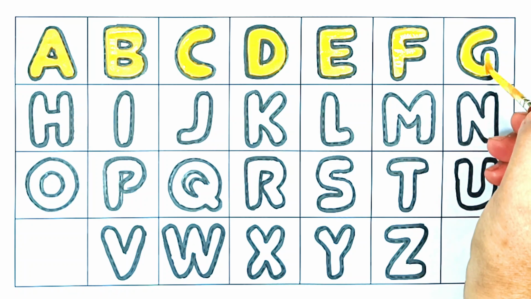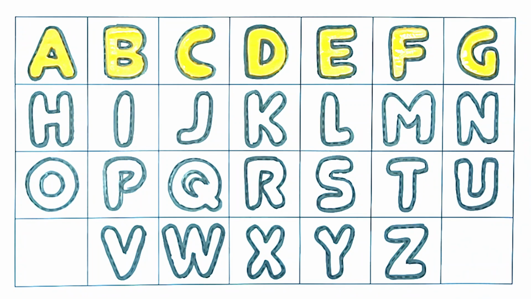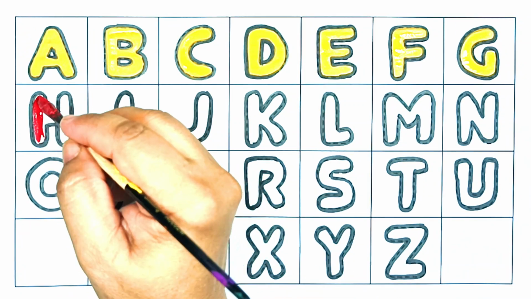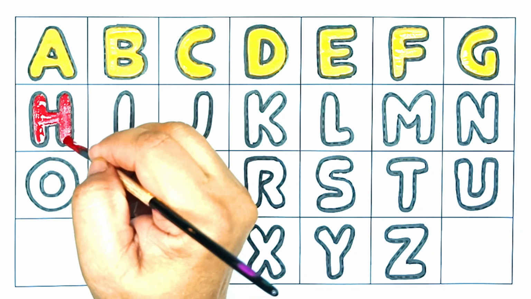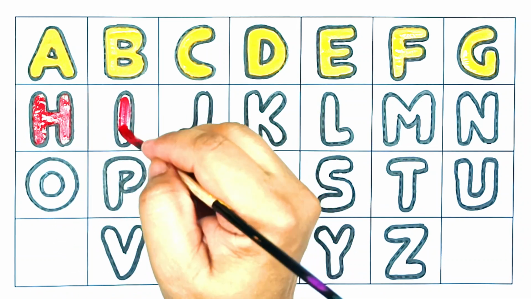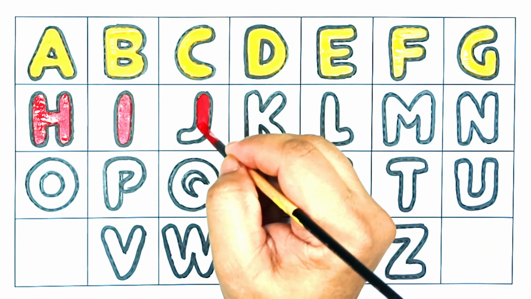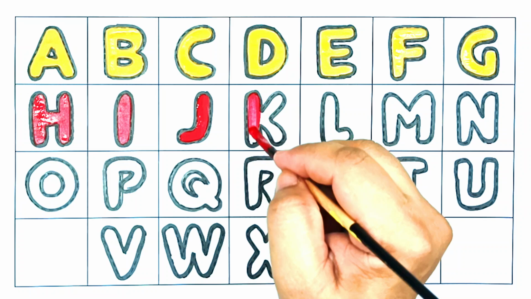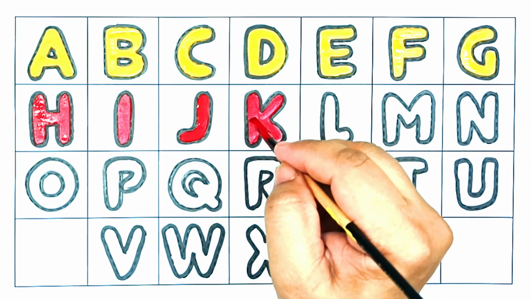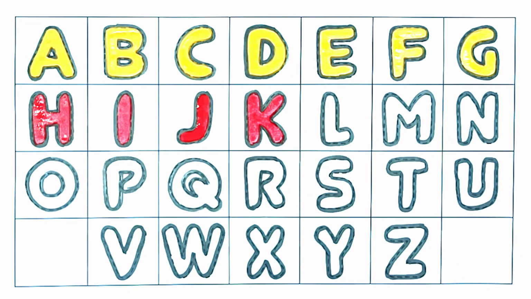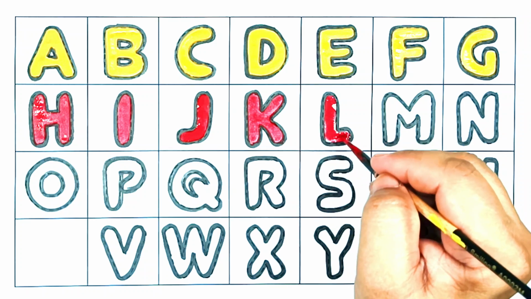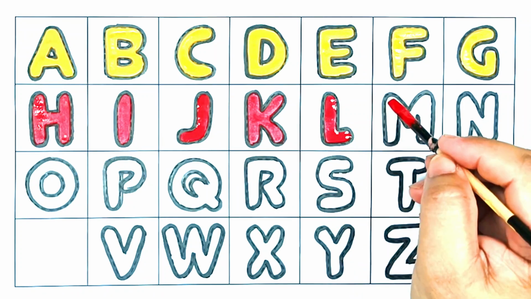G for glass, G for glass. H for hat, H for hat. I for igloo, I for igloo. J for jam, J for jam. K for kite, K for kite. L for lamb, L for lamb.